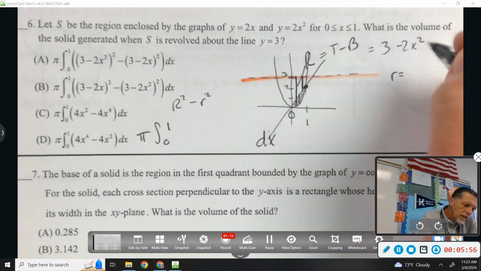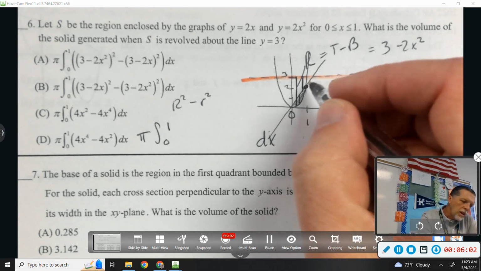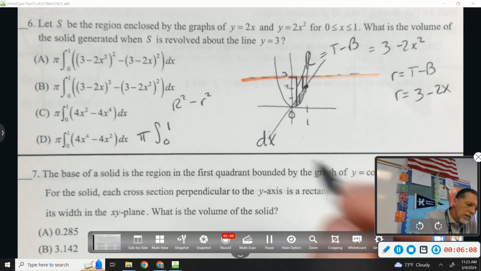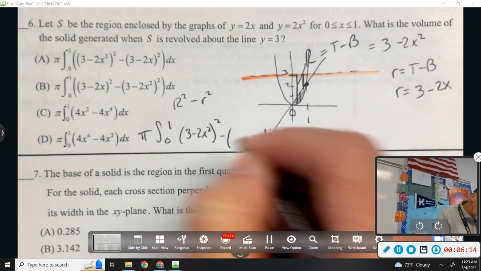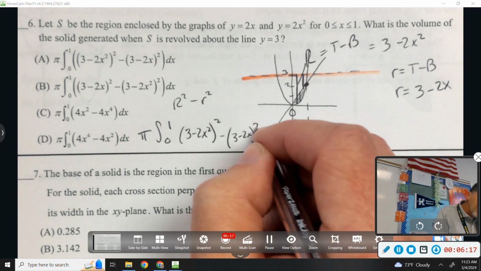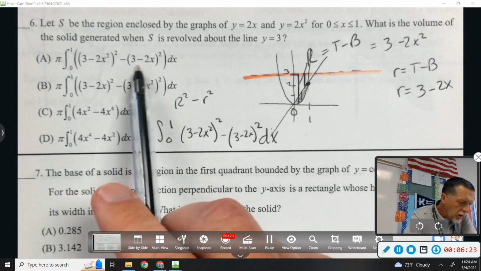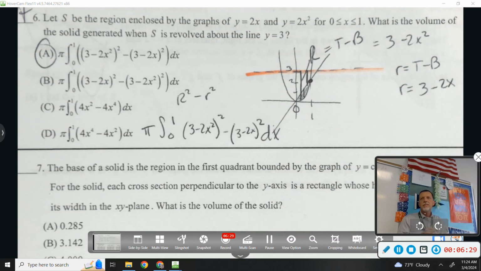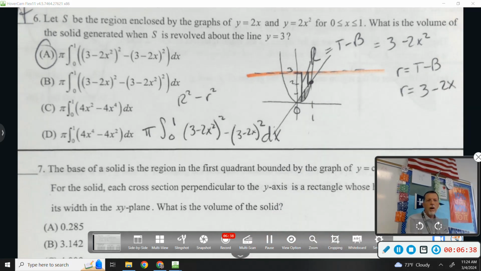Little r, still thinking top minus bottom. The top is 3. The bottom is this line, but that's 2x. So big R squared would be 3 minus 2x squared, all squared. Little r squared is 3 minus 2x, all squared. So I think it's A. So probably didn't need a calculator for that one, but if you did, you could graph it and make sure you knew who was top and who was bottom.